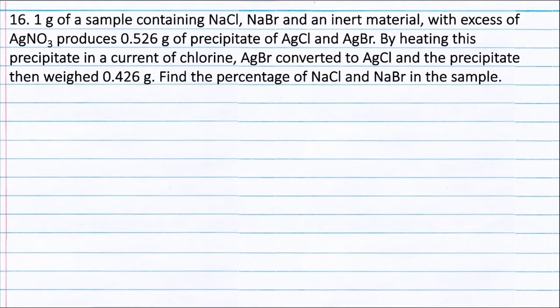Question 16. 1 gram of a sample containing NaCl, NaBr and an inert material with excess of AgNO3 produces 0.526 gram of precipitate of AgCl and AgBr. By heating this precipitate in a current of chlorine, AgBr converted to AgCl and the precipitate then weighed 0.426 gram. Find the percentage of NaCl and NaBr in the sample.